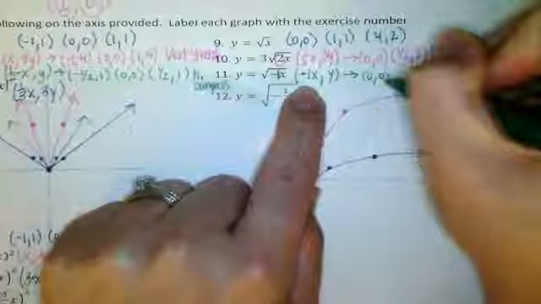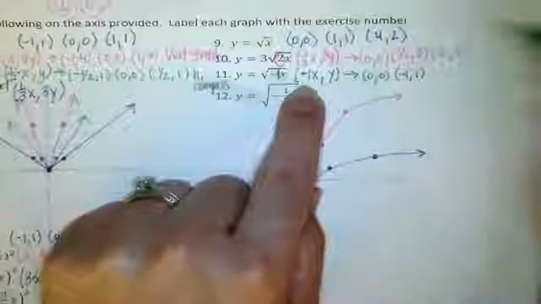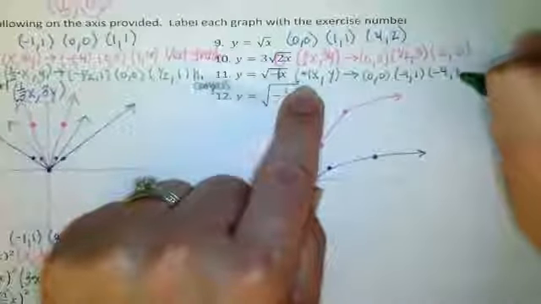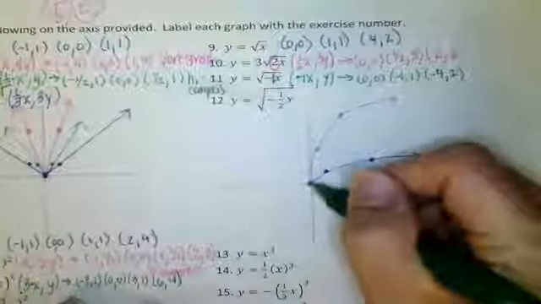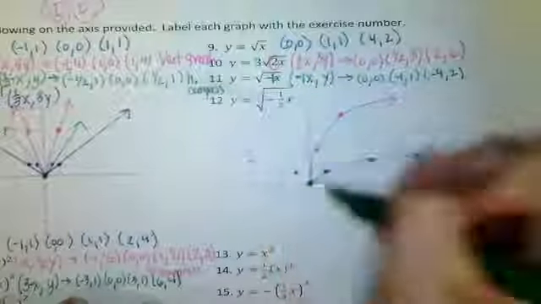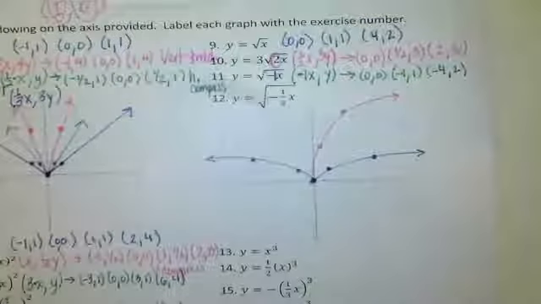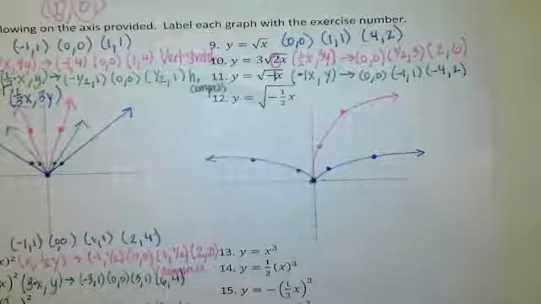Yeah, 0, 0. 1, 1 is going to become negative 1, 1. And 4, 2 is going to become negative 4, 2. So what is this called if I'm graphing these this way now? Yeah, reflection over the y-axis. A horizontal reflection.